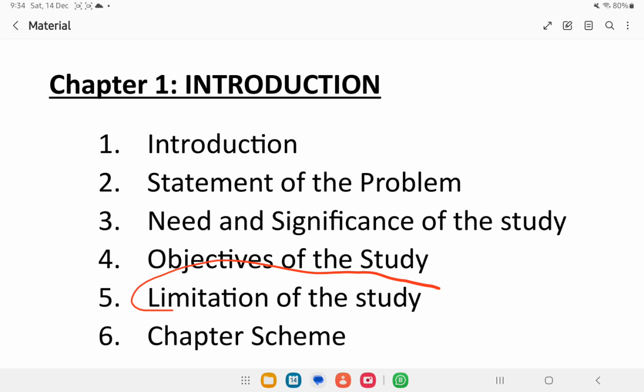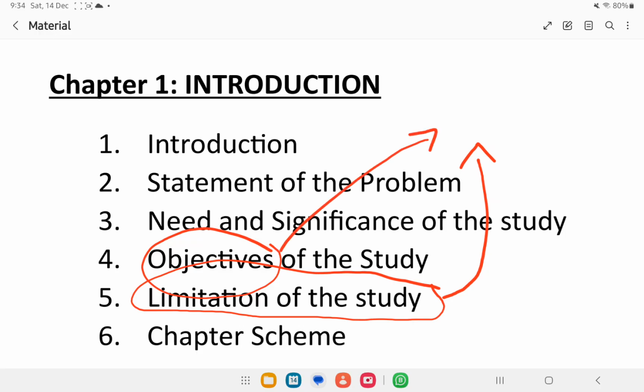It is better to state the limitation of a study at the end of the study. You can just leave it blank right now, but at the end of the study, after you have completed the study, you should state it, because you should know what all limitations you faced.